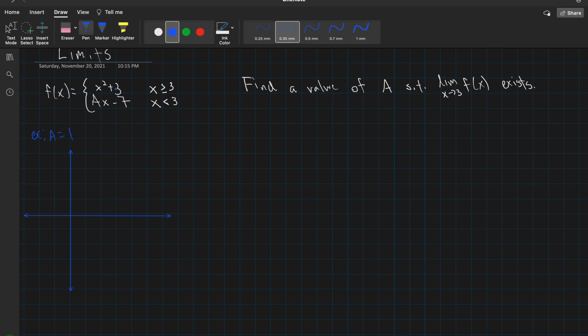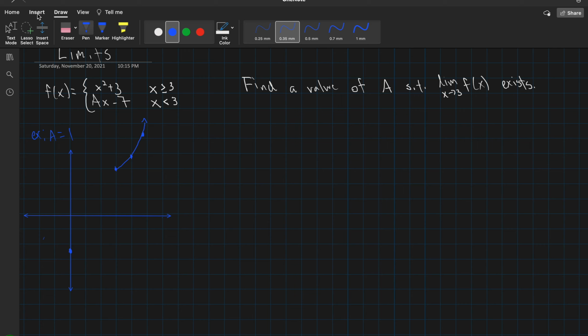So x squared plus 3 when x is greater than or equal to 3. At 3, we're going to have 9 plus 3, let's say this is 12. And then plugging in 4, we have 16 plus 3 is 17. So maybe it looks like something like this. And if we're saying that a is equal to 1, then that means when x is less than 3, our function is defined by x minus 7. So let's say this is minus 7, and we have a slope equal to 1.